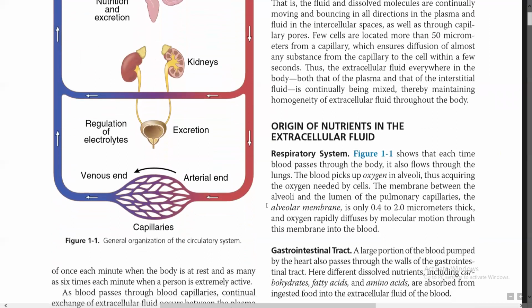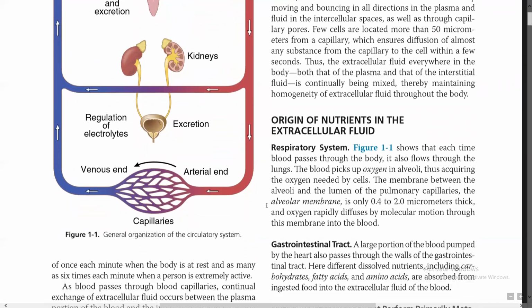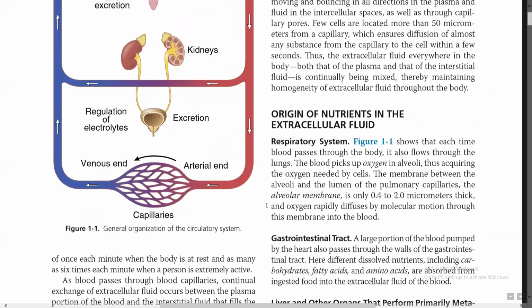Origin of nutrients in the extracellular fluid. Respiratory system. Figure 1.1 shows that each time the blood passes through the body, it also flows through the lungs. The blood picks up oxygen in the alveoli, the smallest unit of the lungs, thus acquiring oxygen needed by the cells. The membrane between the alveoli and the lumen of the pulmonary capillary, the alveolar membrane, is only 0.4 to 2 micrometers thick, and oxygen rapidly diffuses by molecular motion through the membrane into the blood.